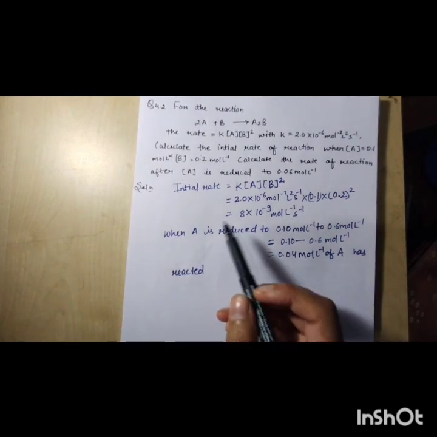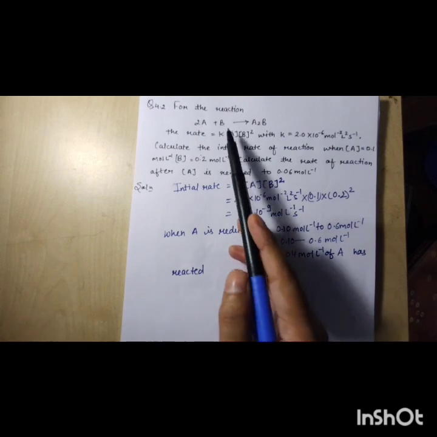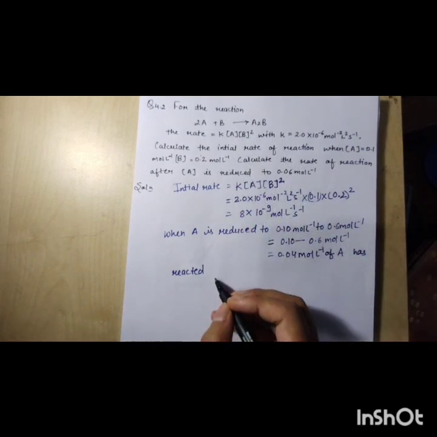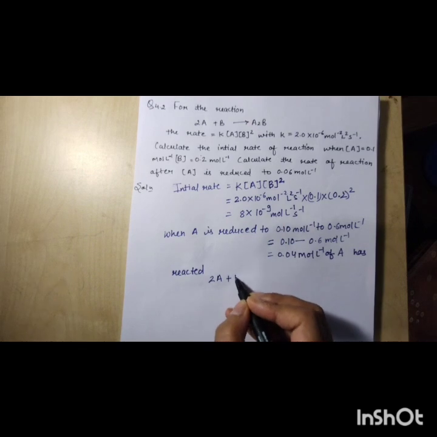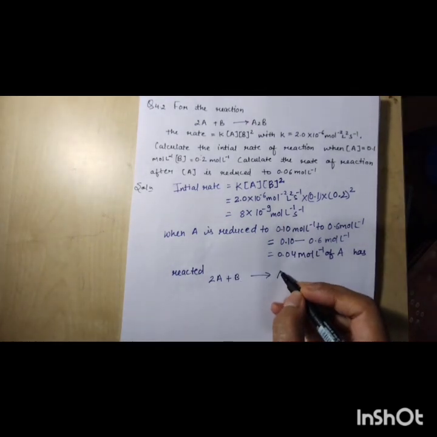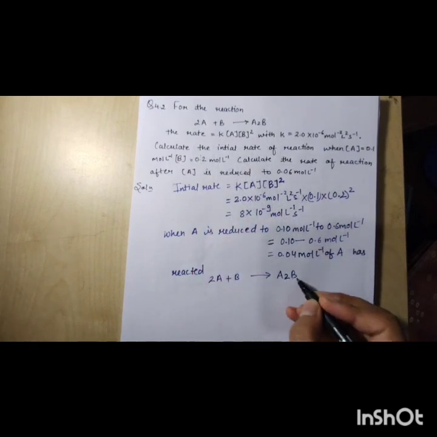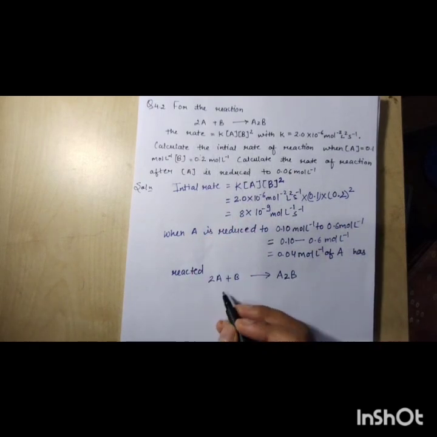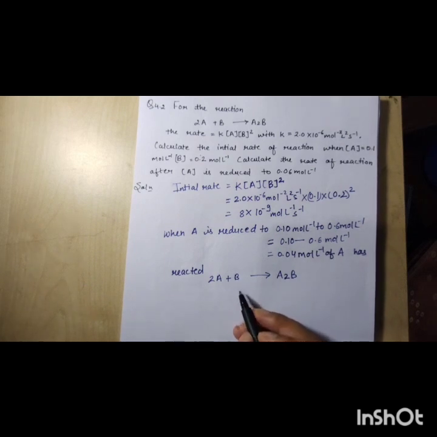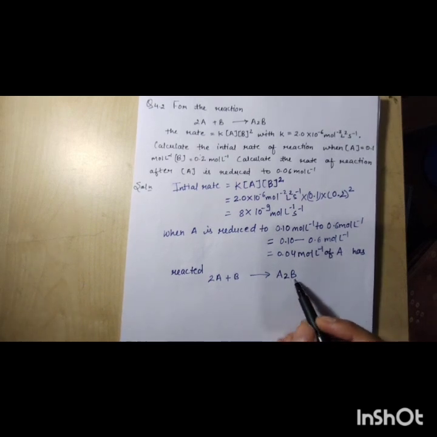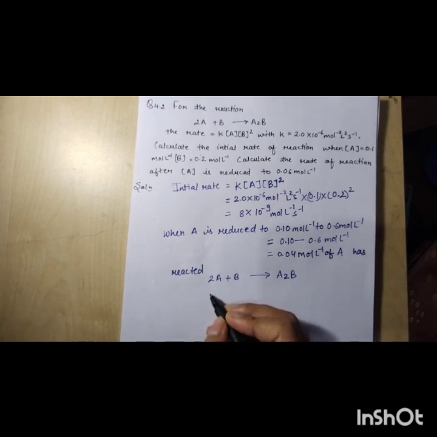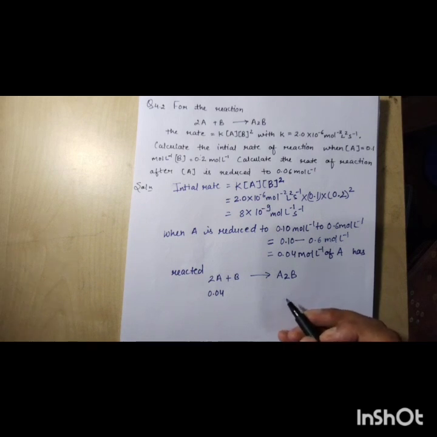So we have to find out how many moles of B have reacted. In the reaction 2A plus B react to form A2B, as given. So if 2 moles of A react with 1 mole of B to form 1 mole of A2B, here 0.04 mole of A reacts with B to form 1 mole.